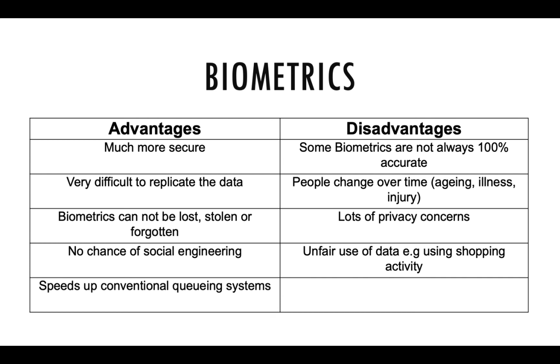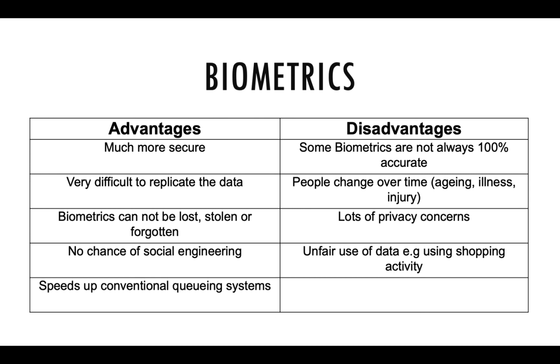And there's no chance of social engineering, where somebody befriends you in order to get your passwords and usernames out of you. There's no chance of you giving somebody your biometric data without chopping off your finger and giving it to them. And it speeds up conventional queuing systems, reducing the need for humans because they tend to be quite slow at processing data, and not to forget the number of mistakes humans can make.